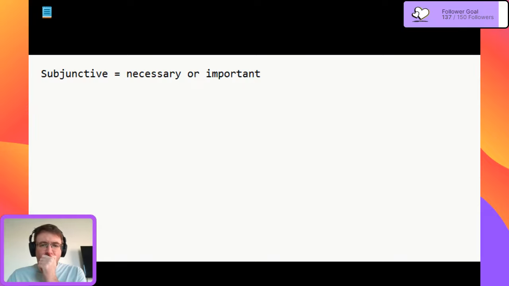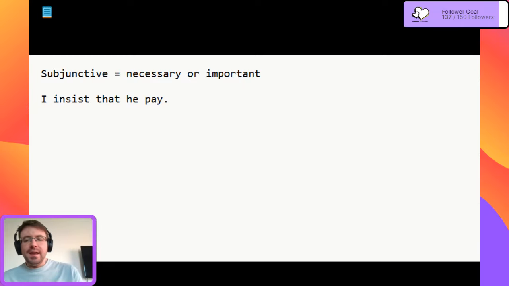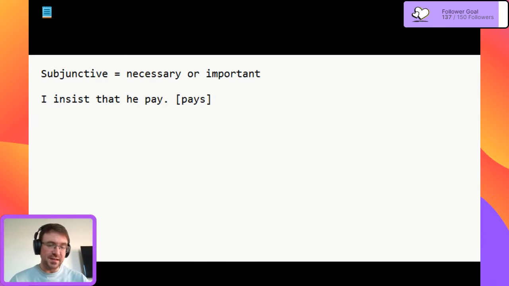So if we have a look at a sentence, like for example, with insist. If we have a look at this sentence, I insist that he pay. Now, for those of you who look at this sentence, you will hopefully see that something is a little bit strange, a little bit unusual in this sentence. And what is unusual? The fact that there is no S on the end of the word pay. We should normally say pays. I pay, you pay, he pays. I'm sure you all know this. So there is no S on the end of this word.